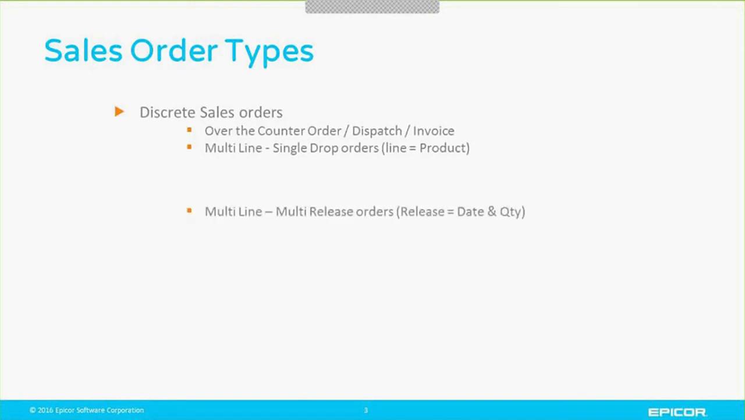When I do create a sales order, is it a discrete sales order? I just need to do things like straight up over the counter if I'm doing a kit. I need to be able to control dispatch and invoice details from the quote through the sales order process and the billing that goes with it. Maybe I need to do multiple lines because I've done multiple lines in the quote. Maybe I need to do single drop orders or multiple line orders.